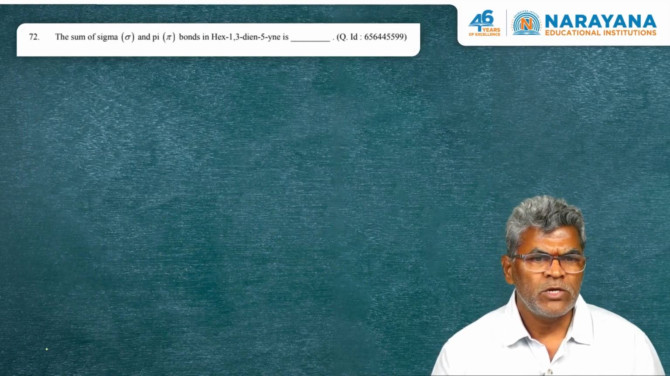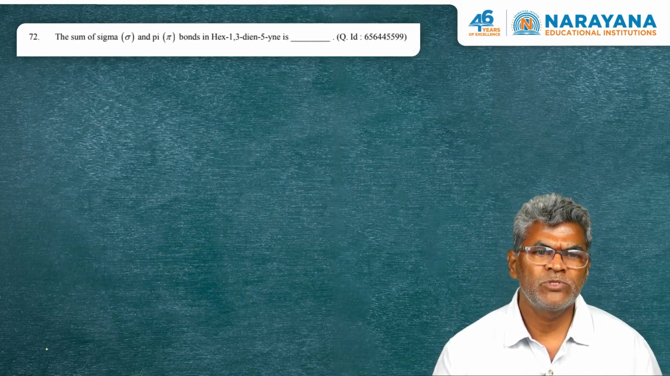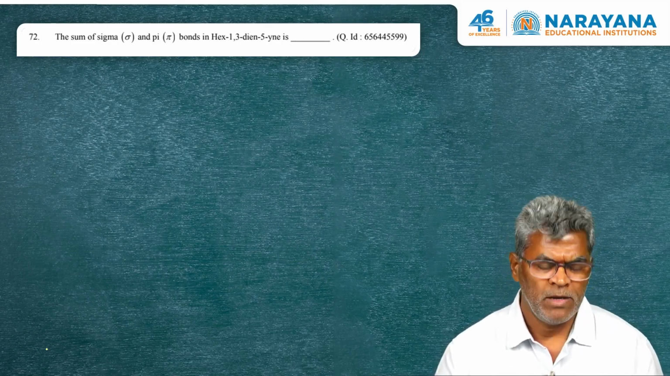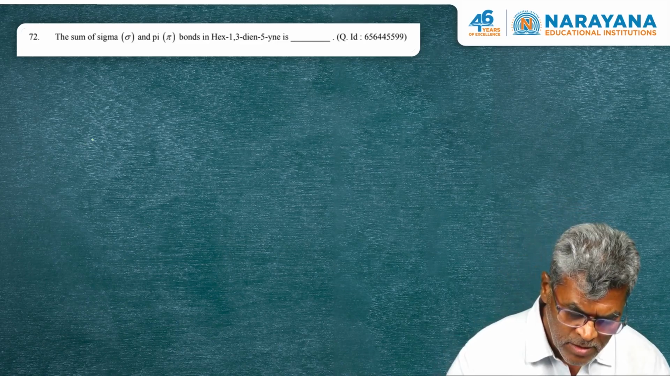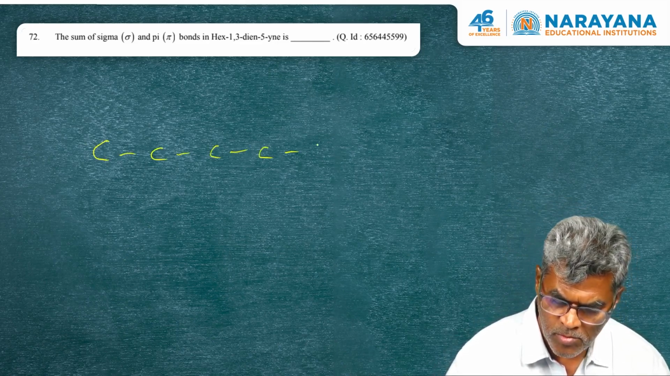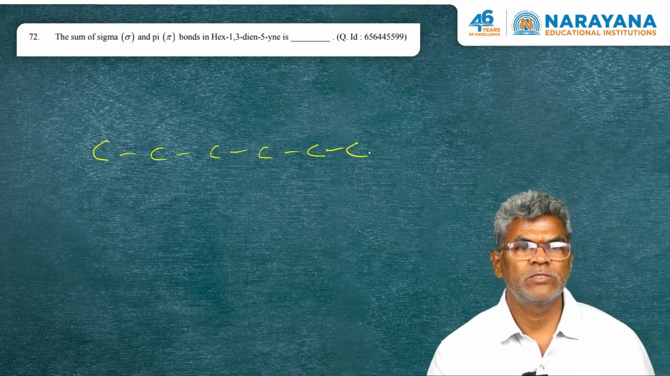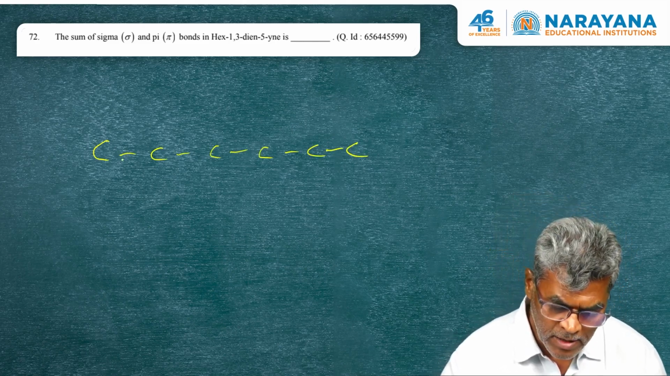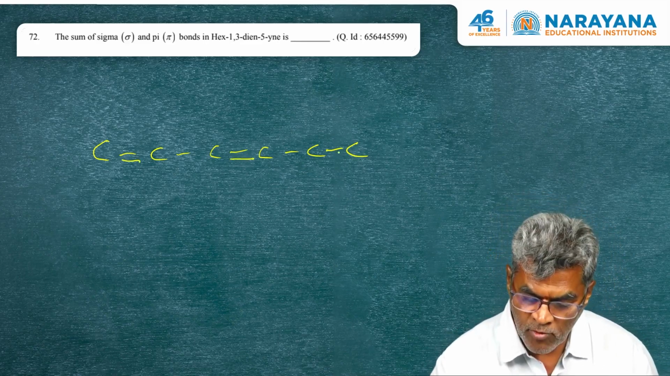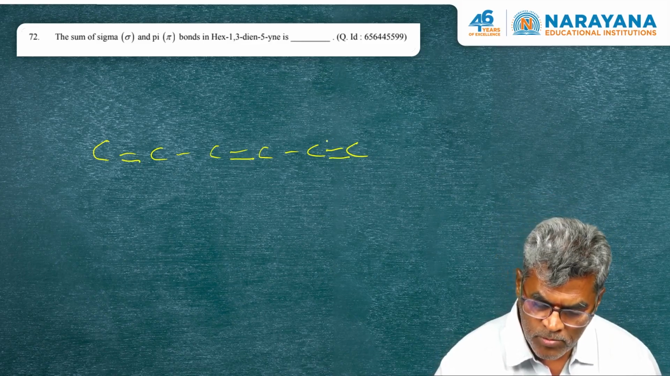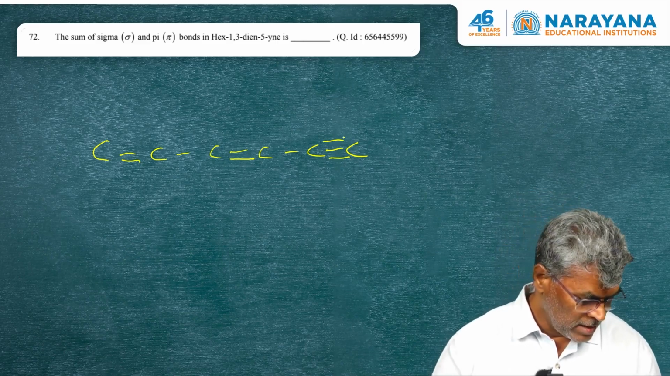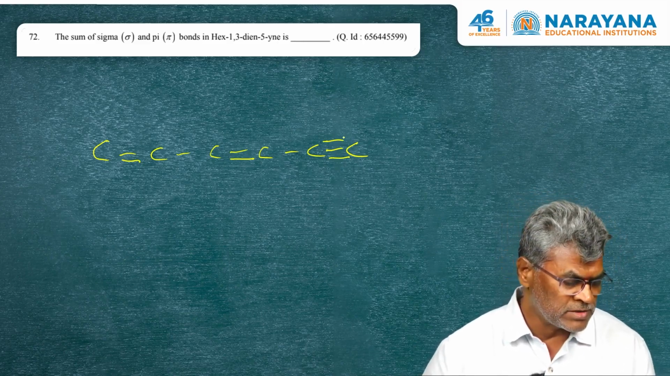Next, 72, you just count the number of sigma and pi bonds, right. Simply hexane, you write 6 carbons and 1,3-diene. So, here it is 1,3-diene and 5-yne. So, this is the compound. Now, you count the number of sigma and pi bonds, you will get the correct answer 15, right.